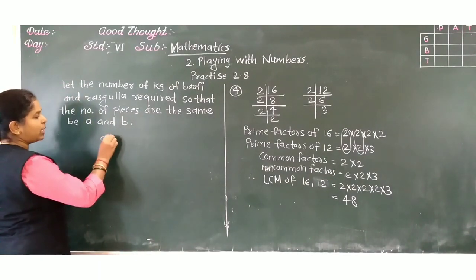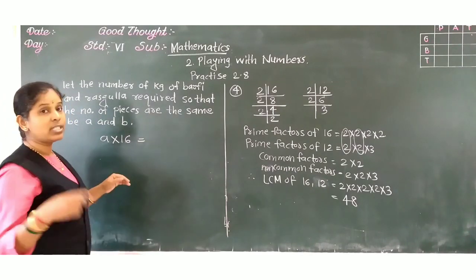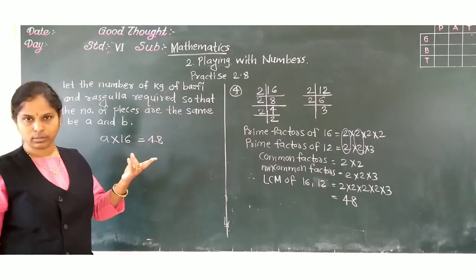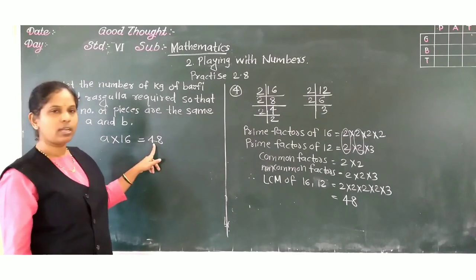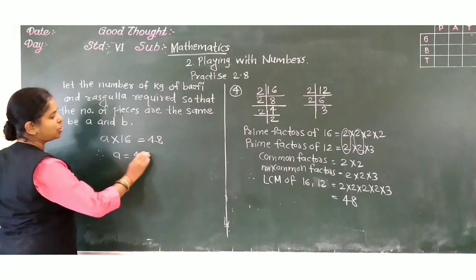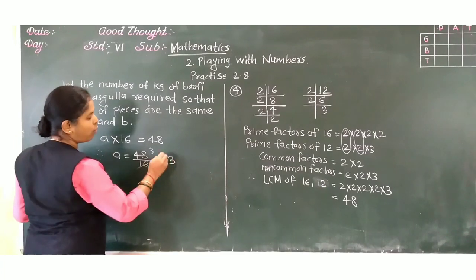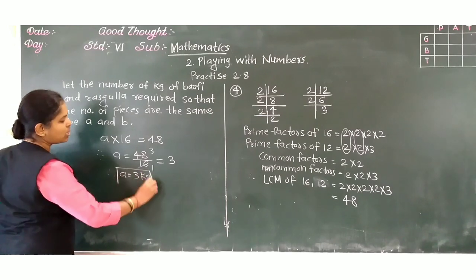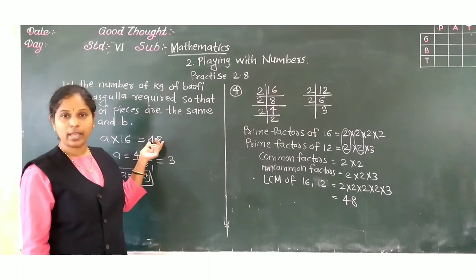Now see, in burfi, how many pieces are there? 16. Correct? And what is the least number of pieces? The least number of pieces is the same for both burfi and rasgulla. So how to write? A, that is burfi 16 pieces, and the least number is 48. Therefore, how many kgs of burfi will be there? 16 shifts to this side, it will go for division. 48 divided by 16, 16 3s are 48. So therefore A is equal to 3 kg. Correct? It means we have to take 3 kg of burfi so that there will be 48 pieces.